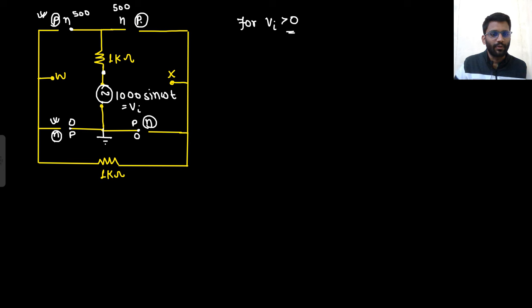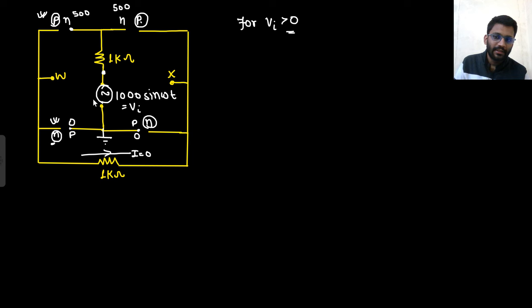But we need to find the relation between this potential and this potential. Will both of them be the same? Think about it and tell me. Yeah, they will be the same, because here there will be zero current. Tell me, from where will the current come? What is the 1 kilo ohm resistance seeing? It is seeing that there is no path for current to flow.